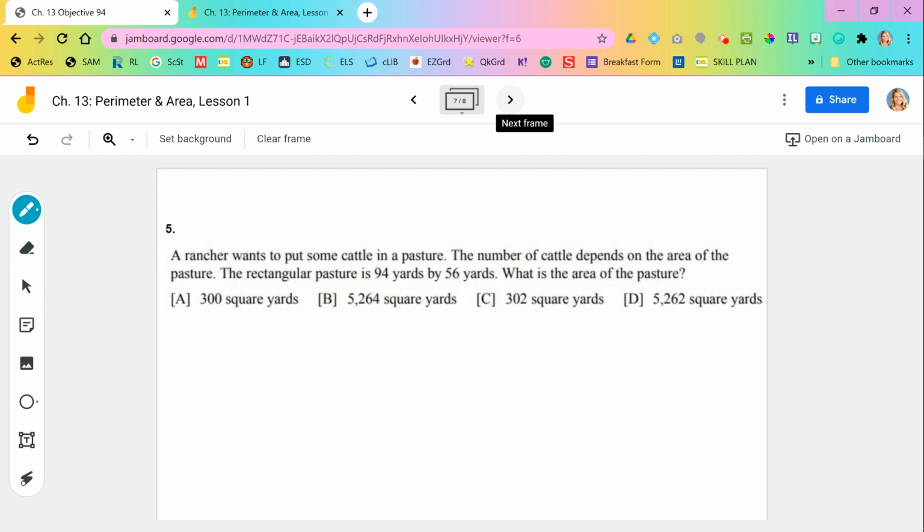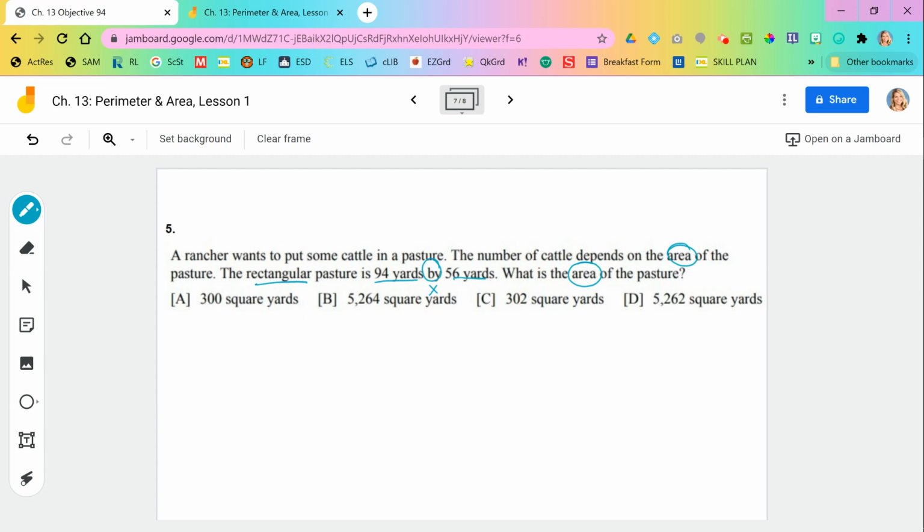So a rancher wants to put some cattle in a pasture. The number of cattle depends on the area of the pasture. The rectangular pasture is 94 yards by 56 yards. What is the area of the pasture? Now, in math, by is one of those words kind of like and or of. Sometimes it can mean something, and here it's meaning for us to multiply.